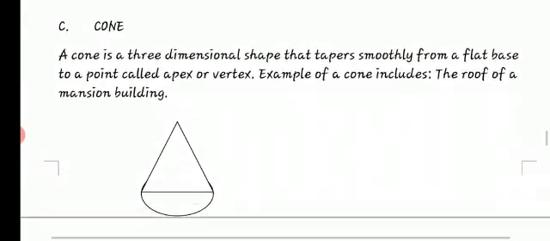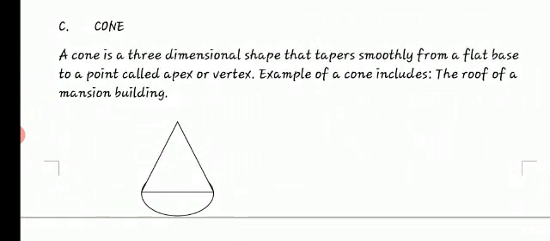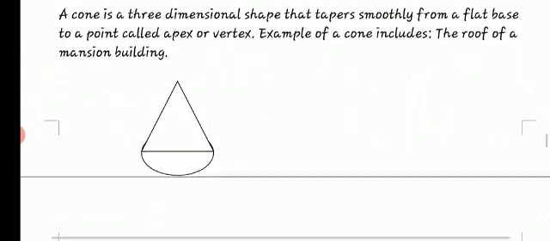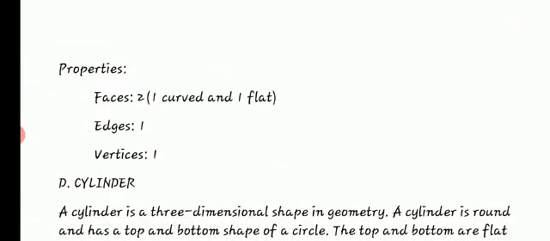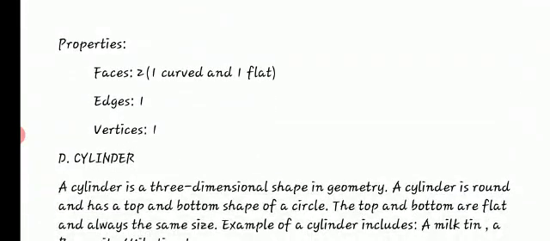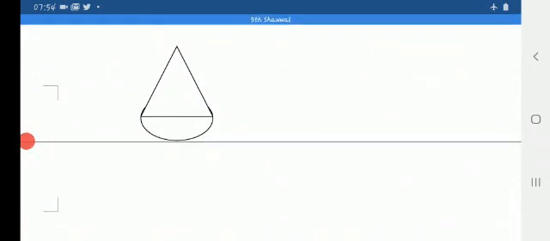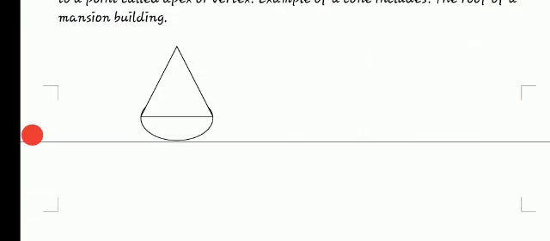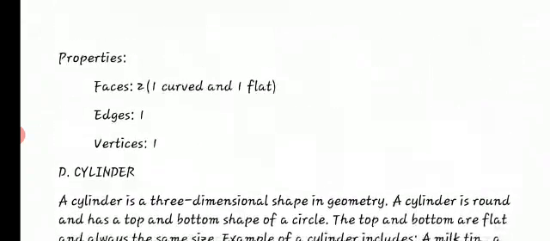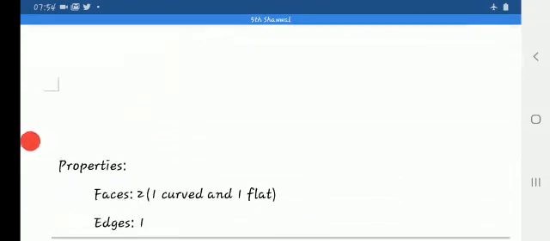Cone. You can see a cone there. It's a three-dimensional shape that tapers smoothly from a flat base to a point called apex or vertex. An example of this is the roof of a mansion. The properties. The first one, it has 2 faces: one curved surface and one flat surface. It has one edge, because since we have 2 faces there, and an edge is a place where 2 faces meet, definitely the edge must be 1. Then vertices, we have just 1 vertex, that upper part.